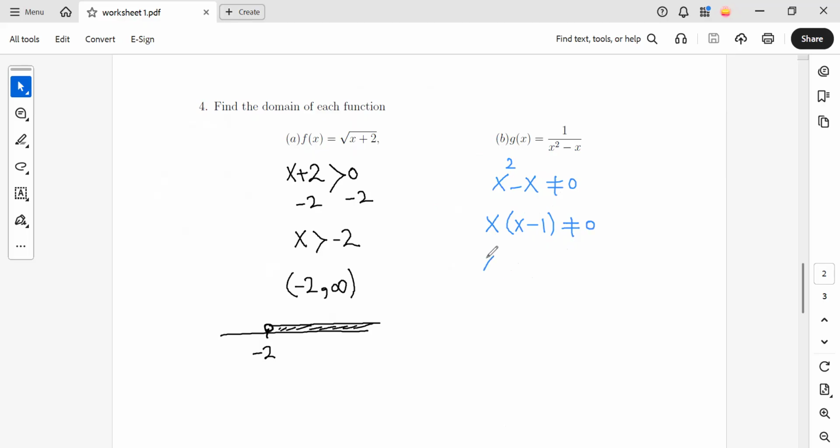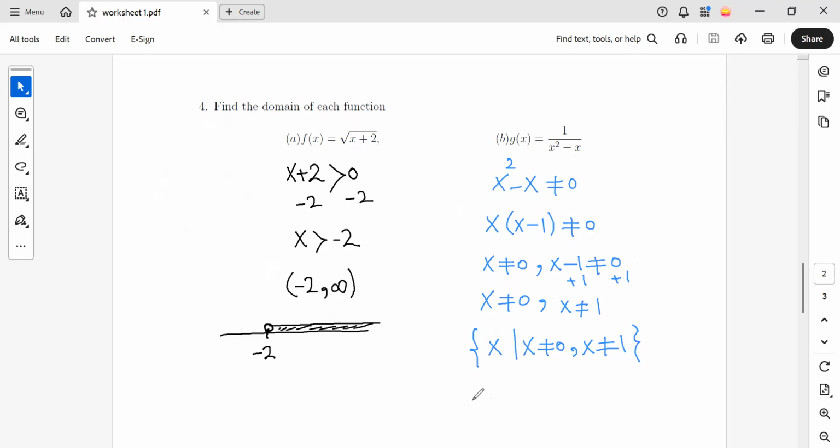So we have two options. Either the first one is not 0 or the second one is not 0. So x cannot be 0. And if you add 1 both sides, you would get x is not 1. So we can accept all numbers here for function g, but not 0 and 1. We can write it as all real numbers, all x, that x is not 0 and x is not 1.